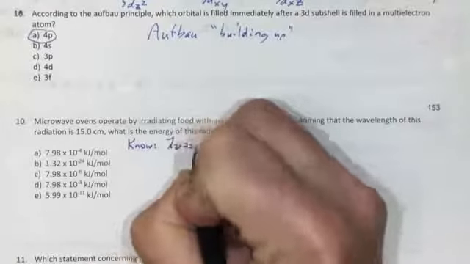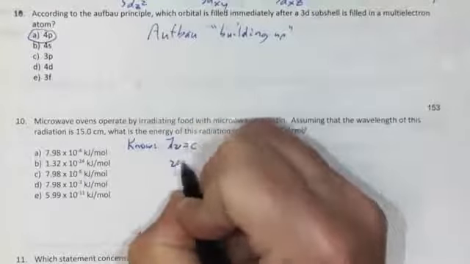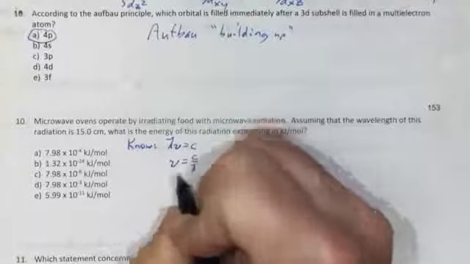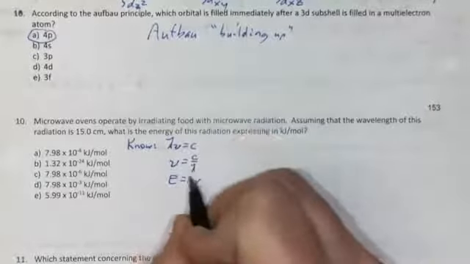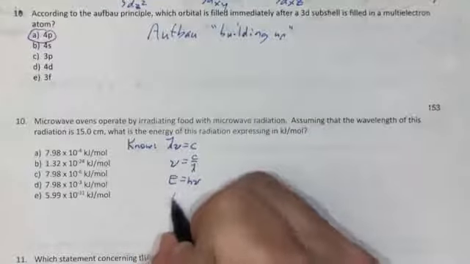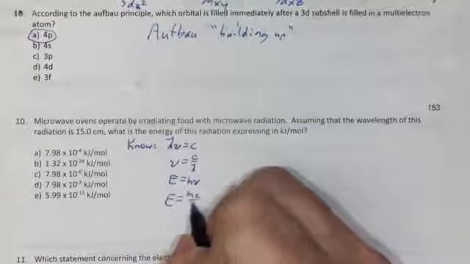So you need to know these relationships. You need to know that lambda nu equals c. You need to know that nu equals c over lambda. E equals h nu. This is the energy of a photon, and I can plug in for nu, c over lambda, so E equals hc over lambda.